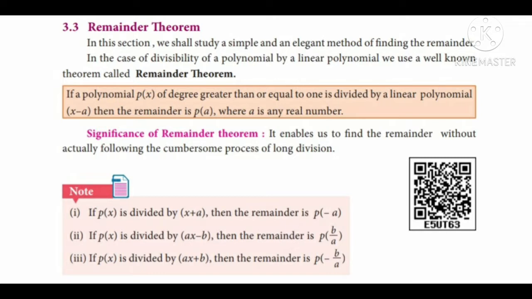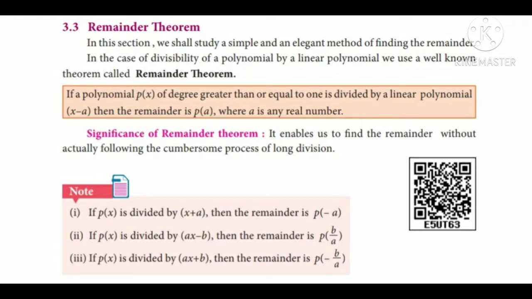We have to divide two polynomials. For example, p of x is one polynomial and g of x is another polynomial. If p of x is divided by g of x, using the remainder theorem we find the value of the remainder, or else whether a polynomial is a factor or not. This is what we are going to study in this remainder theorem.